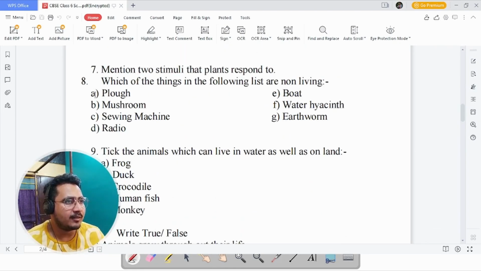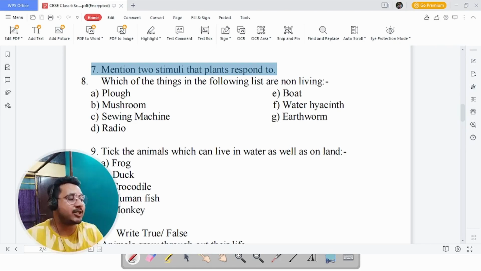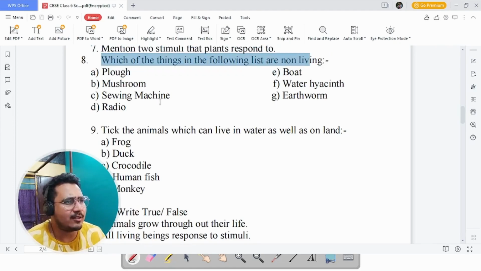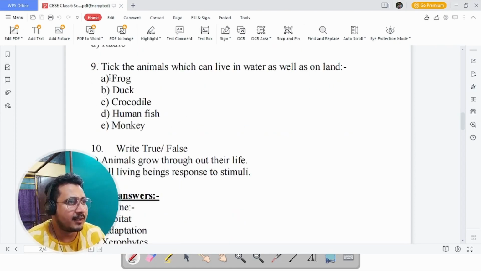Now, this question mentioned two stimuli that plants respond to. We already discussed to which kind of stimuli the plant responds. The stimuli like light and gravity and all those kinds of things. And touch also, if it is a touch-me-not plant, in that case it will be responding to the touch also. So questions like that can actually come. Which of the following things are non-living? You can also do that. Skipping. Take the animals which can live in the water as well as the land.